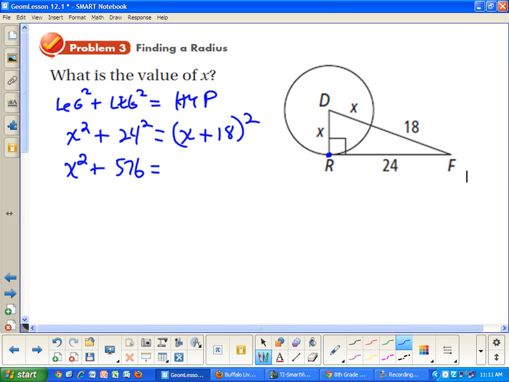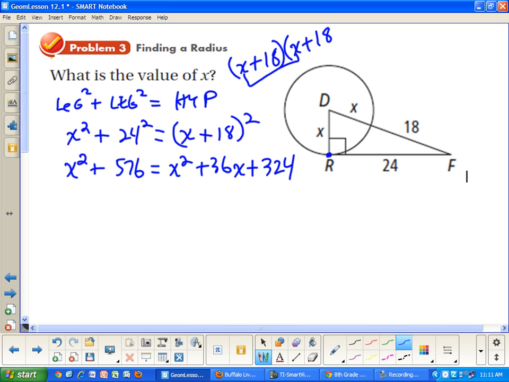Now, here's where we have to remember back to when we were squaring binomials. And remember, we'll use the FOIL method if you want on that. So that would be x squared for those two, and then the outers would be 18x, the inners would be 18x, so plus 36x, and the last two would be 18 times 18, which is 324.